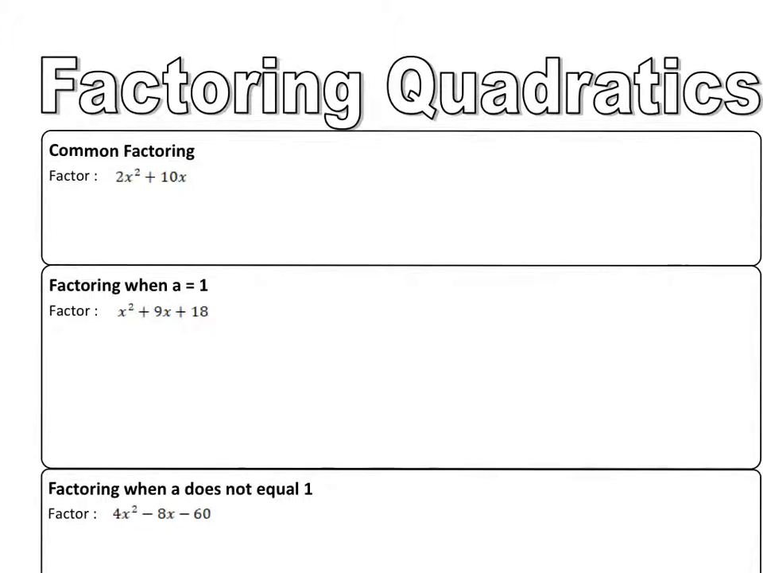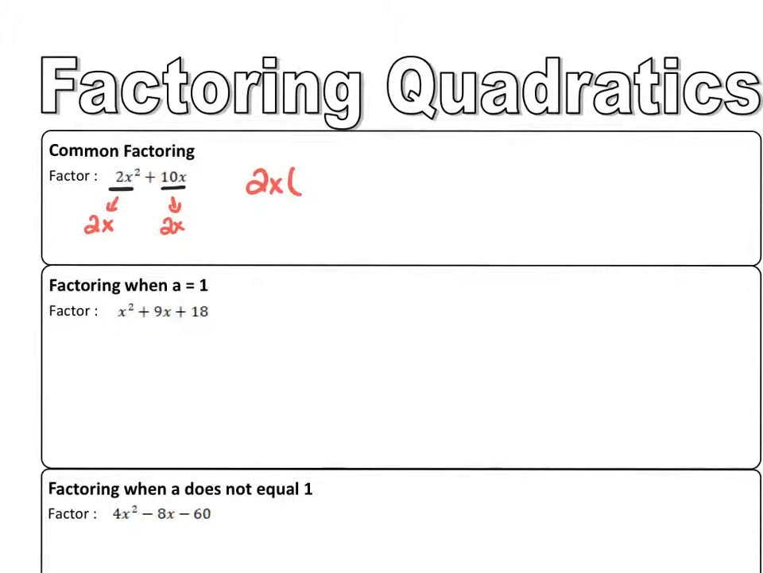What you're going to notice in this example is that this one has 2x squared and this one is 10x. What I like to think about is what is common between both of those terms, or what is the same in them. In this one, we can factor a 2x out of it, and this one has a 2x in it as well. Since both of those terms can be divided by 2x, we're going to pull that out.